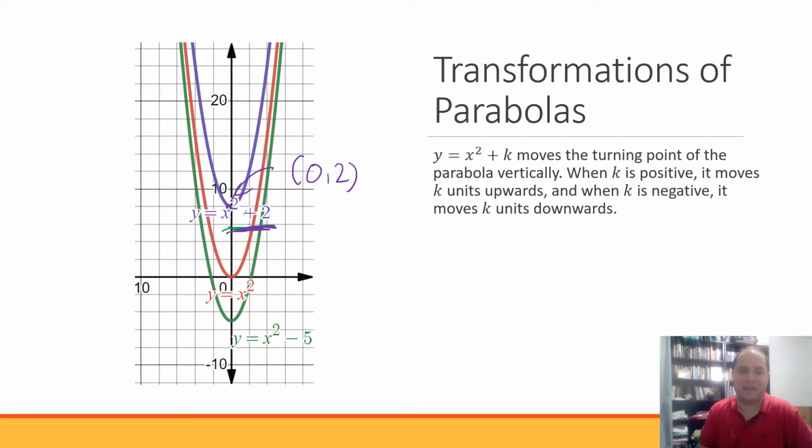And similarly down here, we've got x squared minus 5. Our turning point has moved down to 0, negative 5. It moves according to intuition.